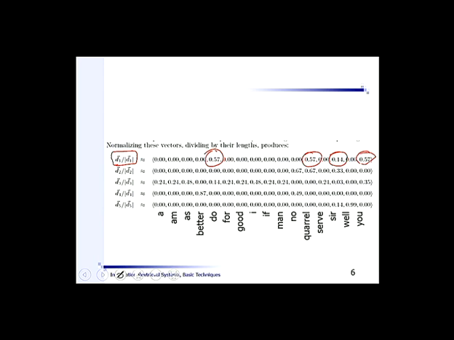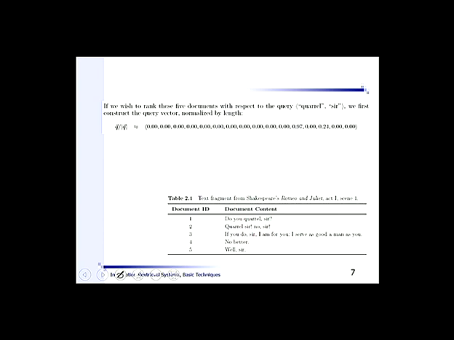Similarly, we calculate the vectors for documents D2, D3, D4 and D5, and then we calculate the mod and we divide them. So we have normalized these vectors by their length. These are the normalized vectors for all the documents in the document collection. Next, if we wish to rank these 5 documents with respect to the query, this is the given query.